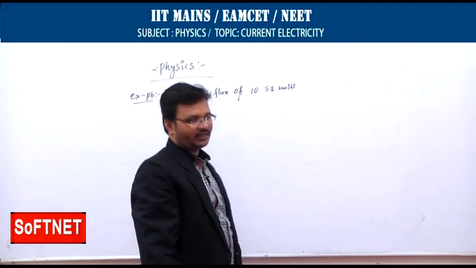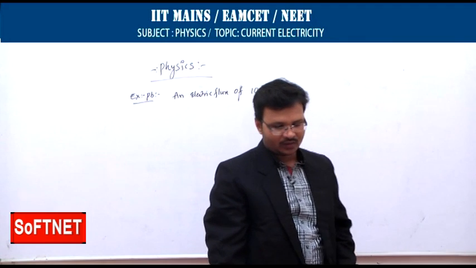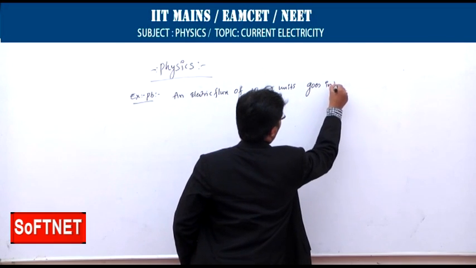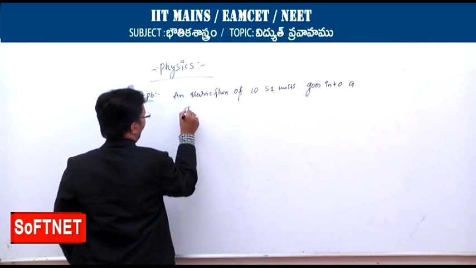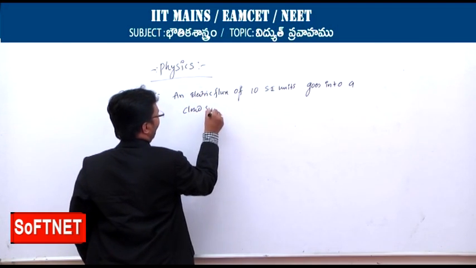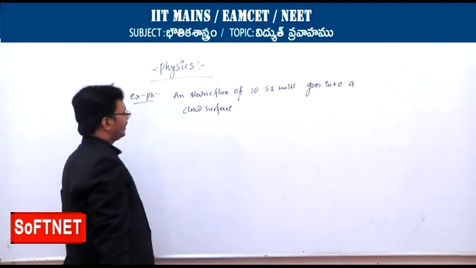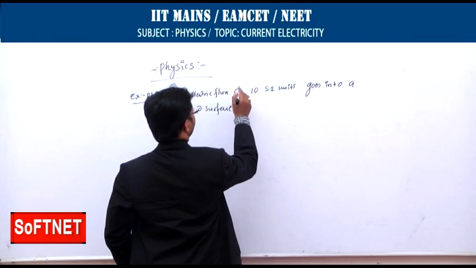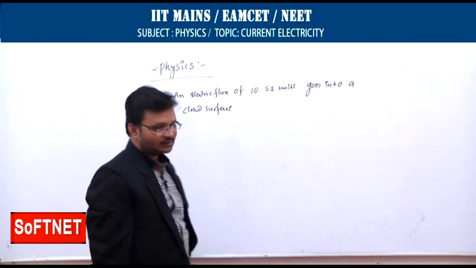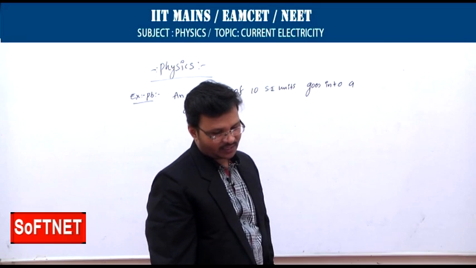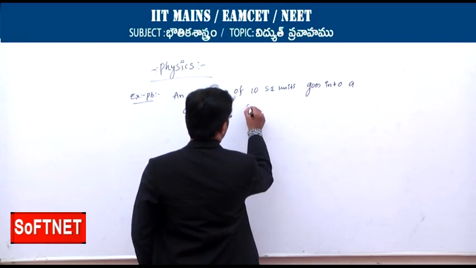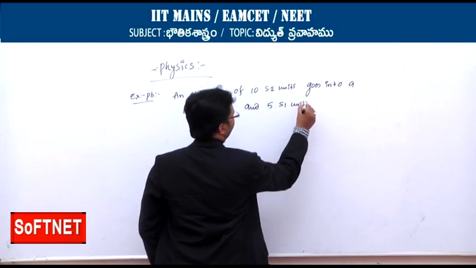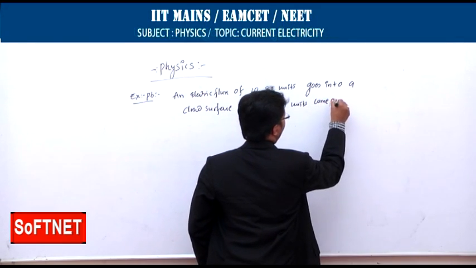An electric flux of 10 SI units goes into a closed surface and 5 SI units come out from it.